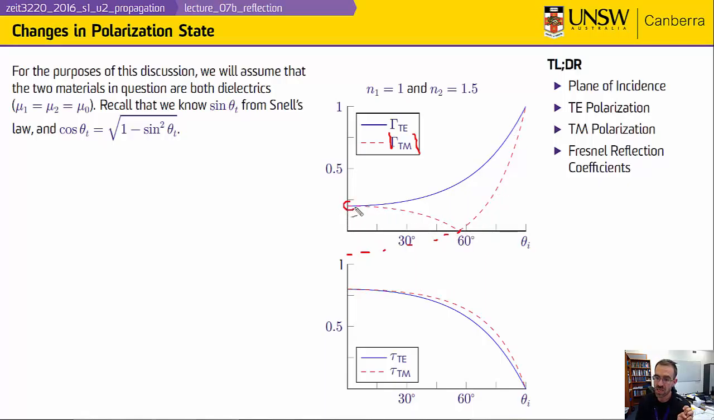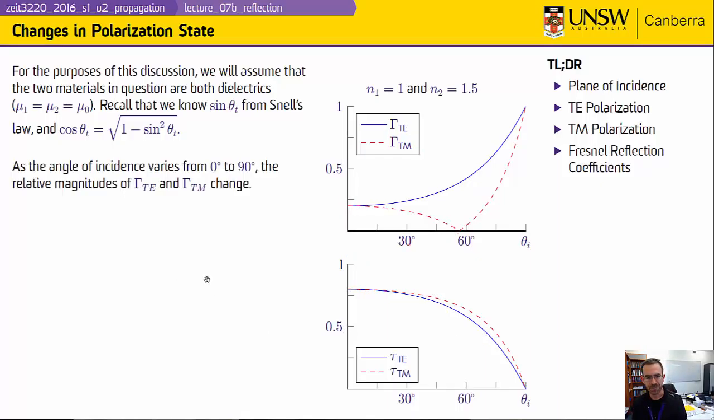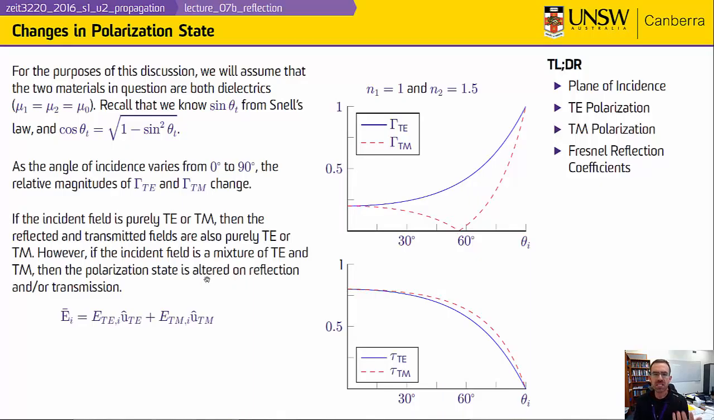Notice these two are the same at an angle of incidence of 0. And we're going to see in the next lecture that at an angle of incidence of 0, or normal incidence, I can't differentiate the two polarization states. There's also a difference in the transmission coefficient, but it's not as pronounced. But what this tells us is if the incident field is purely TE or purely TM, then the reflected and transmitted fields are purely TE and purely TM. But if the incident field is a mixture of TE and TM, as I've shown down here.